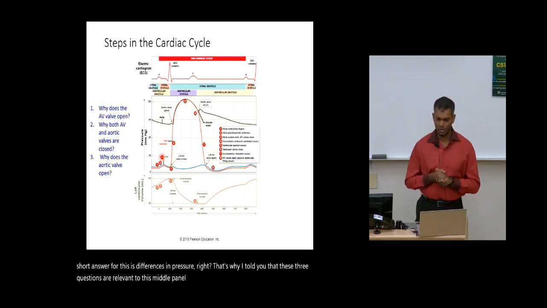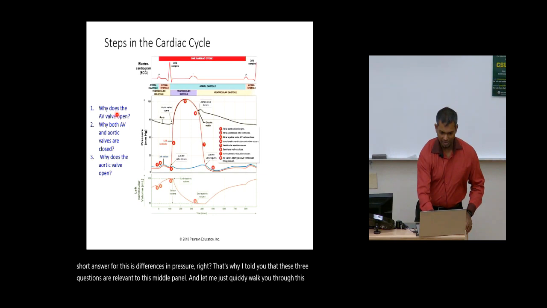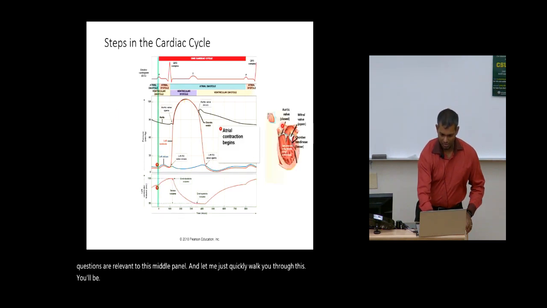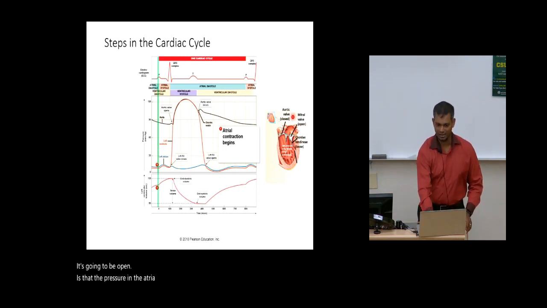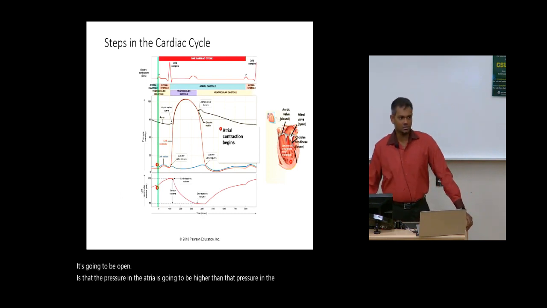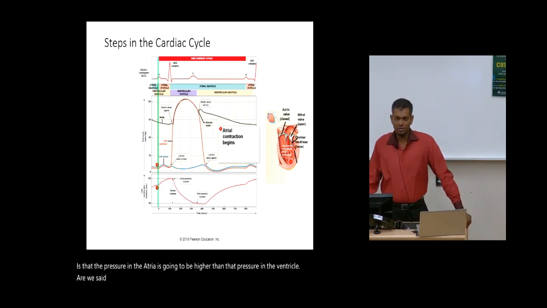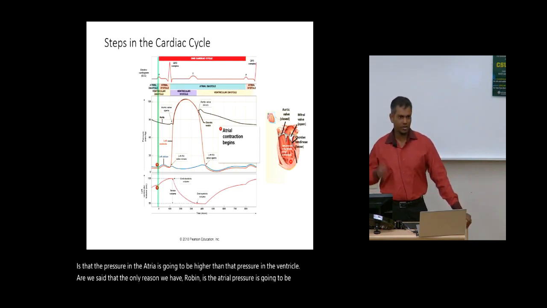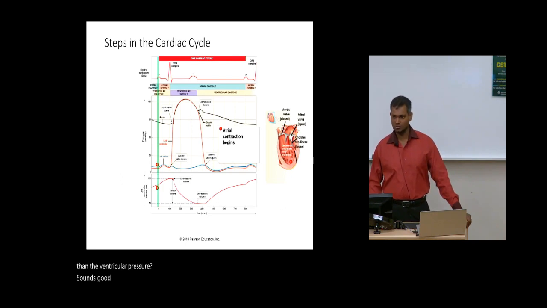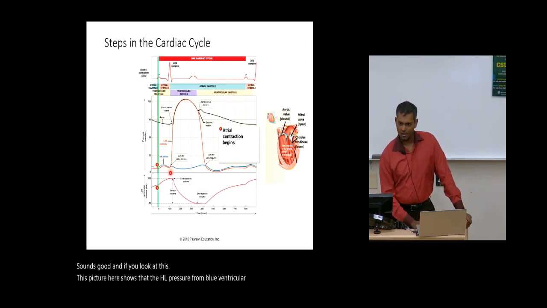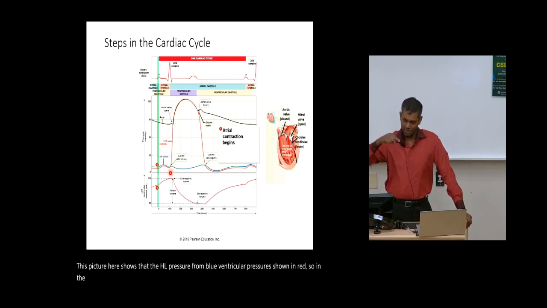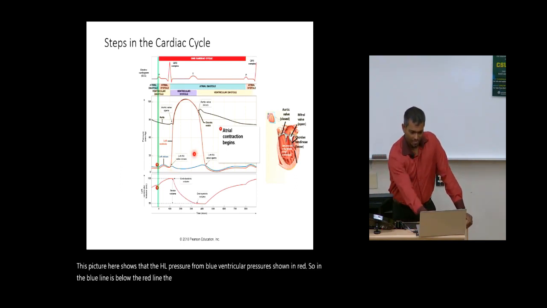And let me just quickly walk you through this. So the only reason the AV valve is going to be open is that the pressure in the atria is going to be higher than the pressure in the ventricle. Are we set? That the only reason the AV valve will open is the atrial pressure is going to be higher than the ventricular pressure. Sounds good? And if you look at this picture here, it shows that the atrial pressure is shown in blue, ventricular pressure is shown in red. So when the blue line is below the red line, the AV valve is open.